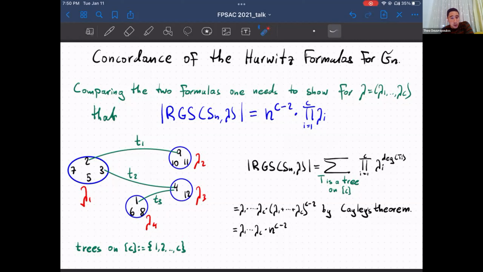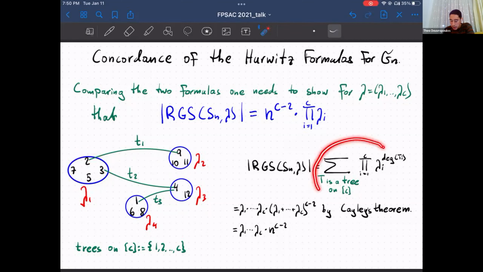But how many ways can you create relative trees? You have a cycle here and another cycle. To create a relative generating set, you have to add some transpositions that make the whole thing a tree, right? So you have to add a tree on the cycles. But for each edge of the tree, you have many options. You can pick whichever of the lambda i numbers here with whichever of the lambda j numbers here. So for each edge, you have lambda i times lambda j options.